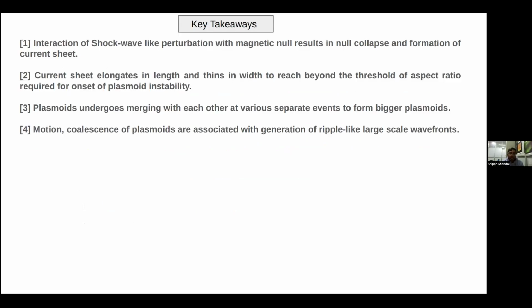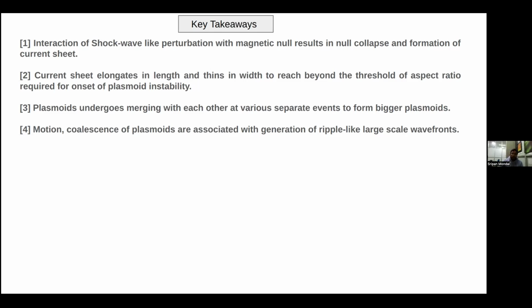So here are the key takeaways. The interaction of a shock-wave-like perturbation with a magnetic null results in null collapse and formation of a current sheet. Then the current sheet elongates in length and thins down in width to reach beyond the threshold aspect ratio required for onset of plasmoid instability. Therefore, plasmoids can undergo merging with each other at various separate events to form bigger plasmoids. During the motion of plasmoids, they are associated with generation of ripple-like large-scale wavefronts.